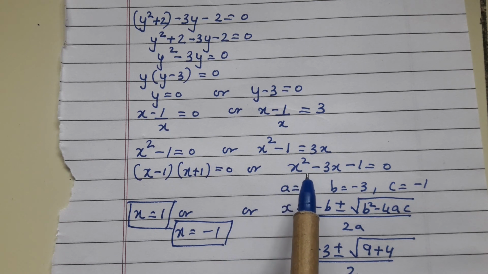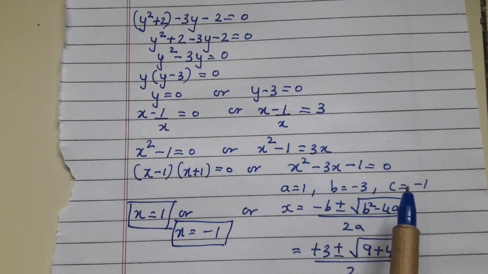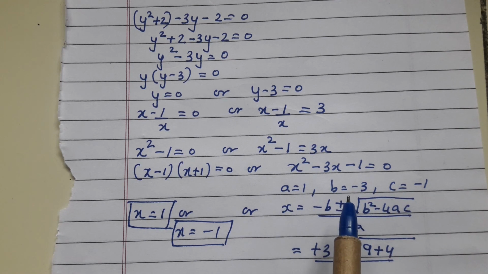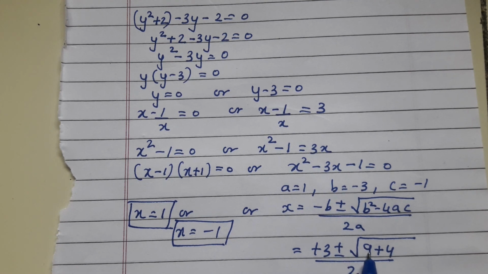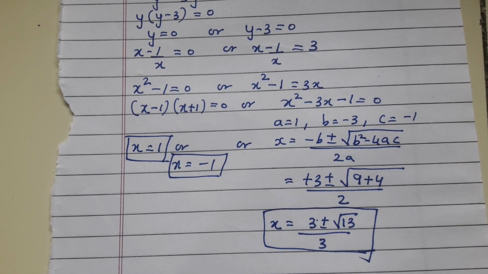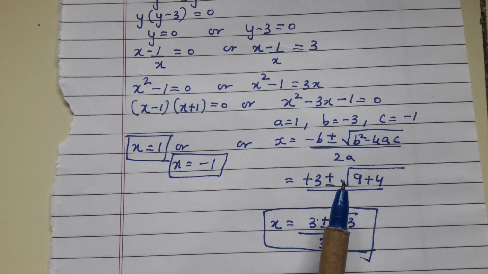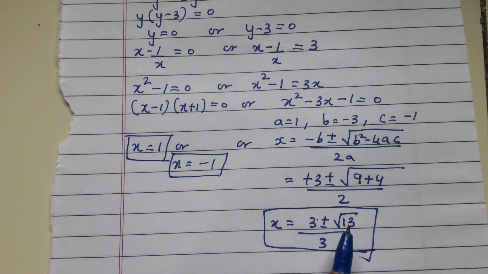Here, x square minus 3x minus 1 equals to 0. a is 1, b is minus 3, c is minus 1. Write the formula and substitute. That is equals to plus 3 plus or minus root of b square is 9 minus 4ac, minus 1 into minus 1 into minus 4, that is plus 4 upon 2. That 9 plus 4 is root 13. Therefore, x is equals to 3 plus or minus root 13 upon 2.